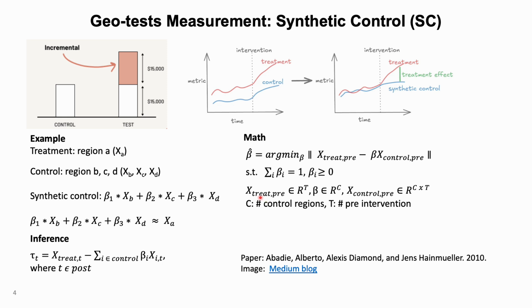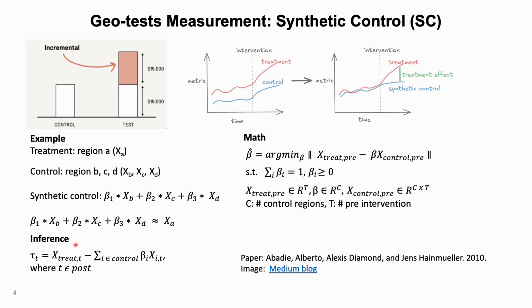In terms of data dimensions, the treatment data X treat pre belongs to dimension R^T, where T represents the time units in the pre-intervention time. And the beta coefficient is in dimension R^C, where C represents the number of control regions. Accordingly, the control data in the pre-intervention time belongs to dimension C times T.